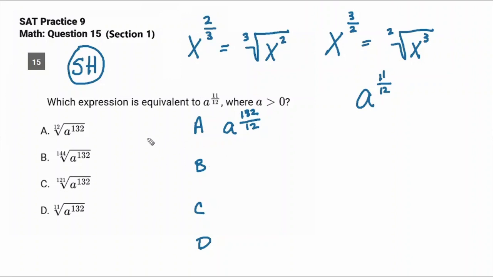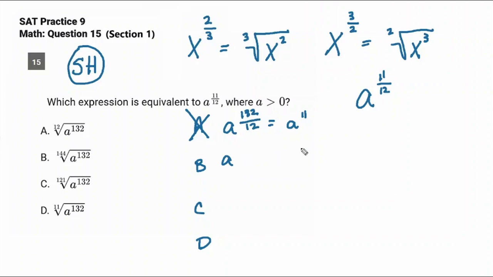It's that simple. Now, can you reduce 132 and 12? You know that 12 squared is 144. 144 minus 12 is 132, so you know these numbers work. 132 divided by 12 is 11. So this is a to the what? A to the 11th. You were looking for a to the 11 over 12, so that's gone. Let's try B.